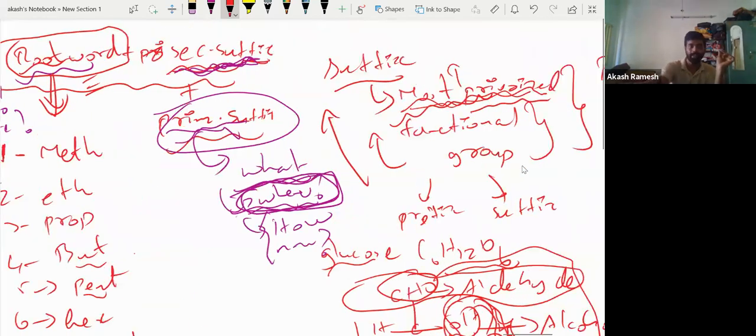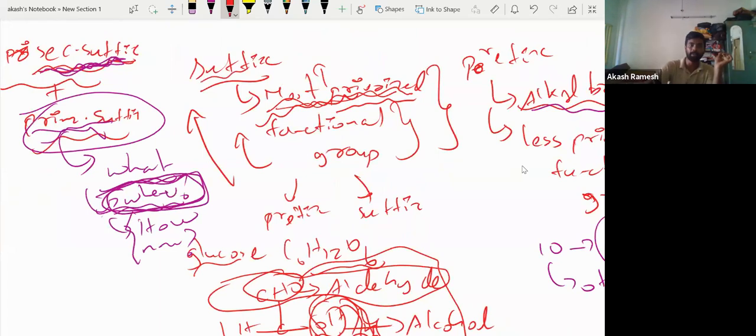Now, what are you going to do about the suffix and prefix, right? Now, I told you suffix comes from the most prioritized functional group, right? Suffix comes from most prioritized functional group, right? So now, if I have only one functional group, there's no problem.